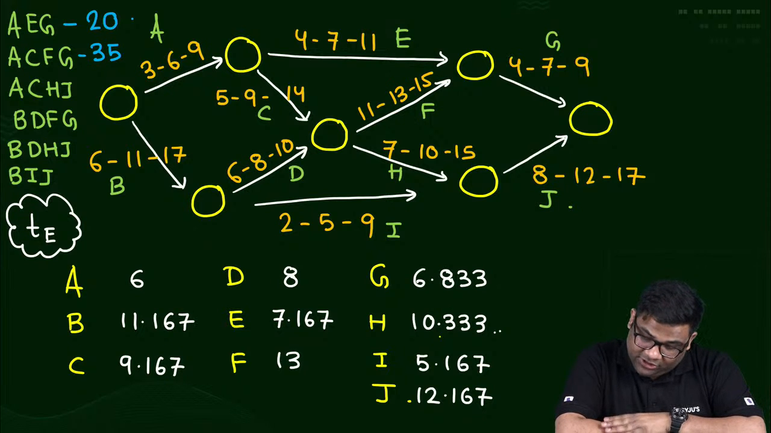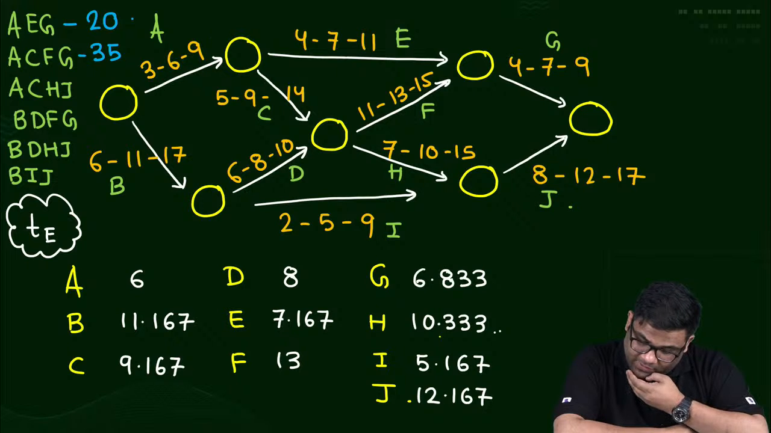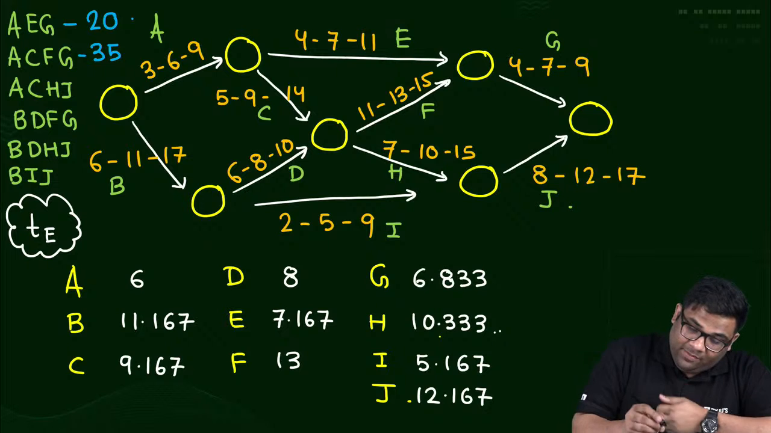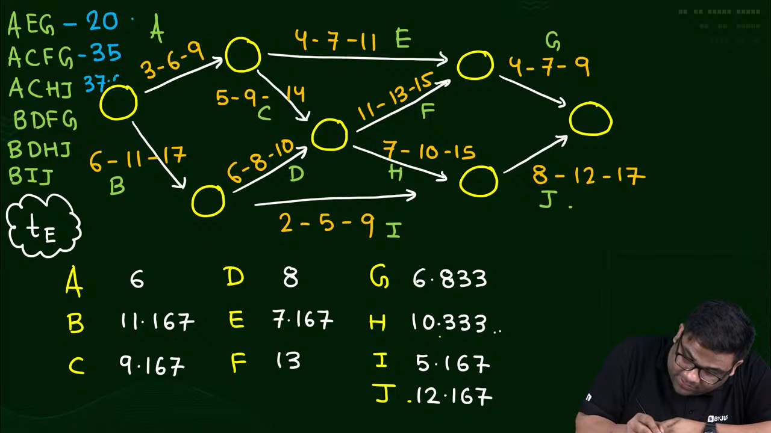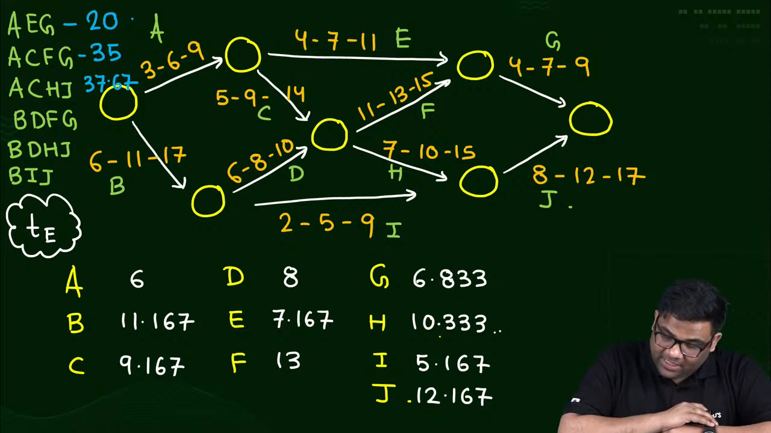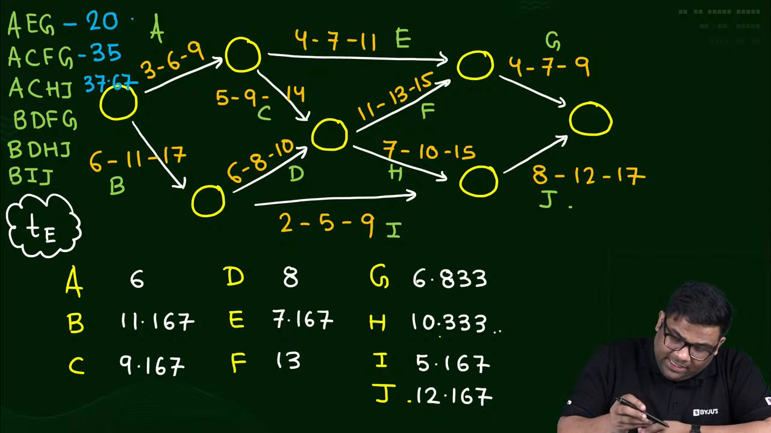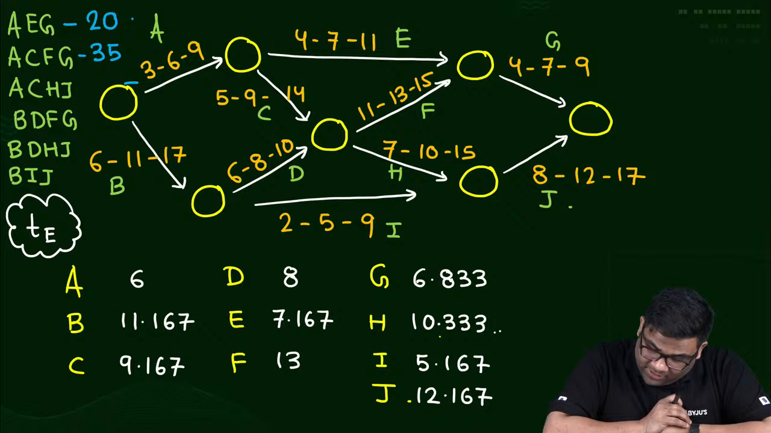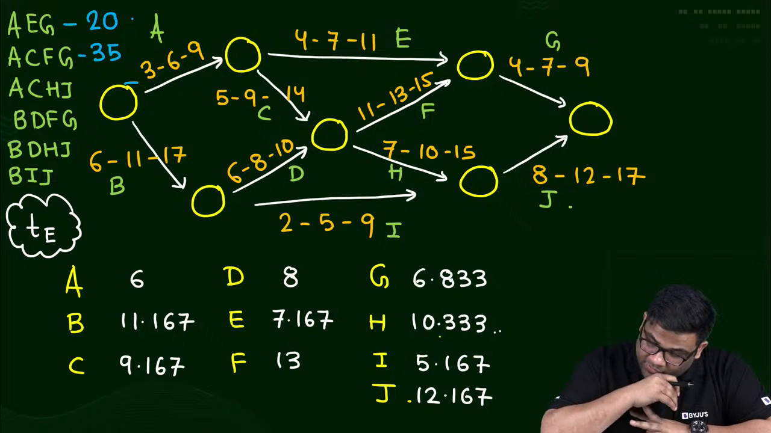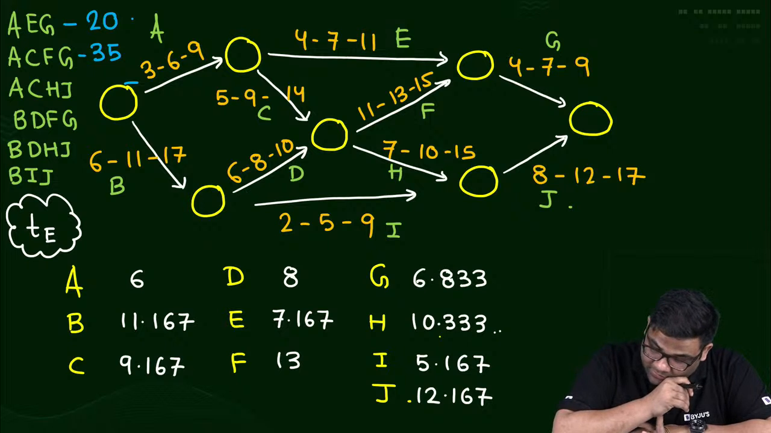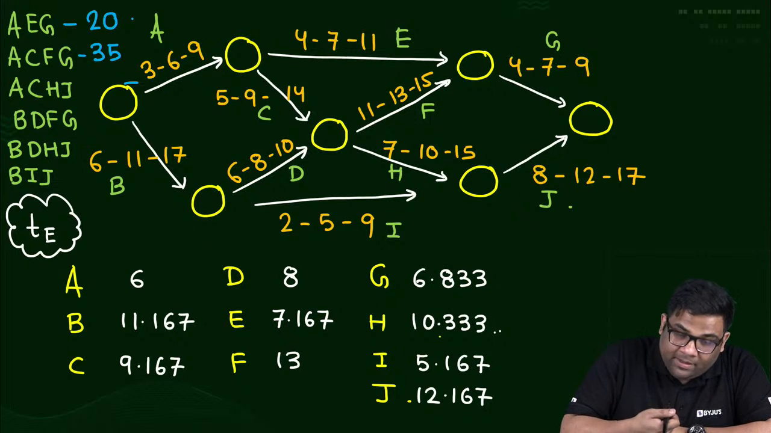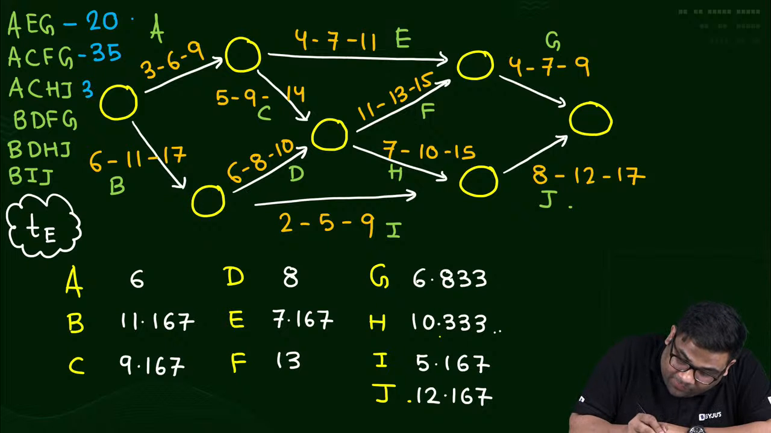Then ACHJ: 15, 15.5, 25.5, 37.67. This is 37.67. Then ACFG, how much are you getting? We're getting 15.167, and then 25.167, and then you're getting 37.167. You see, we're getting this as 37.67.